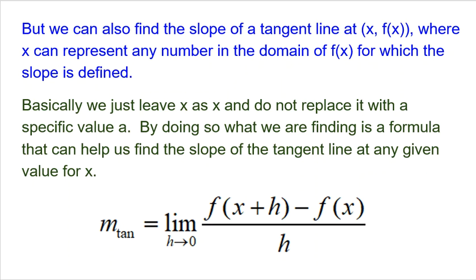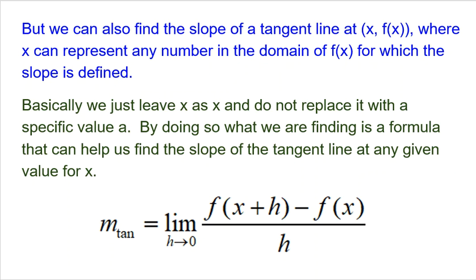But we could also find the slope of a tangent line at x, f of x, where x can represent any number in the domain of f of x for which the slope is defined. For some kids, this gets a little bit confusing because you're like, wait a minute, all you're doing is replacing a with x? Yes. So basically, we just leave x as x and do not replace it with a specific value a. By doing so, what we are finding is a formula that can help us find the slope of a tangent line at any given value for x.